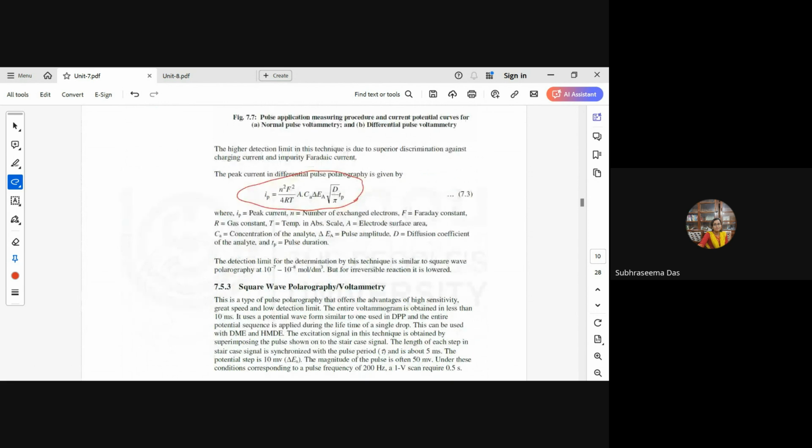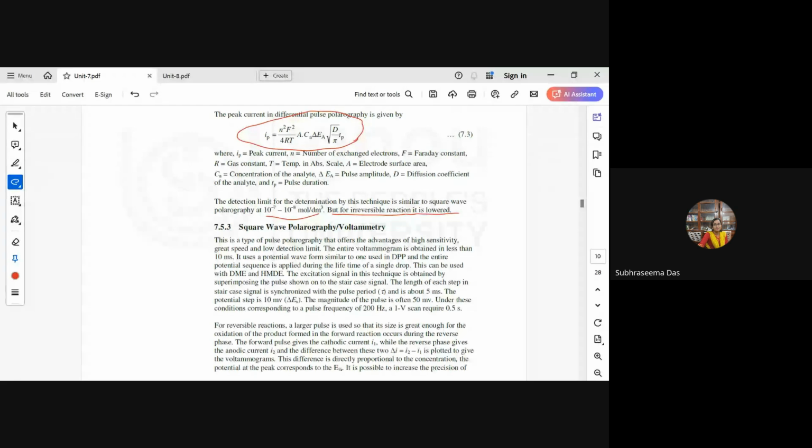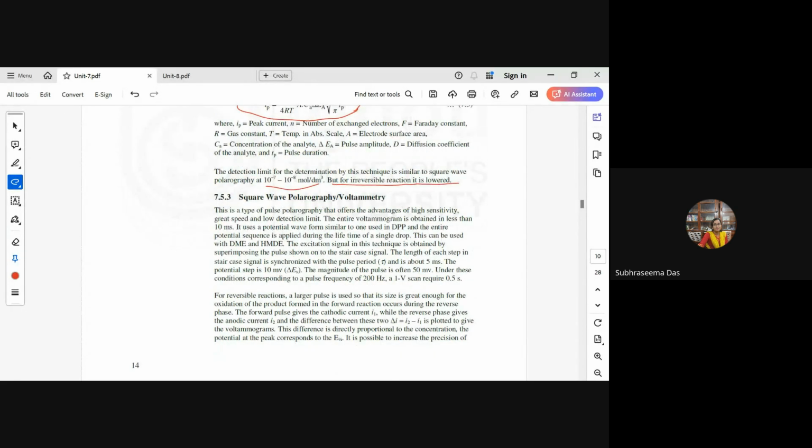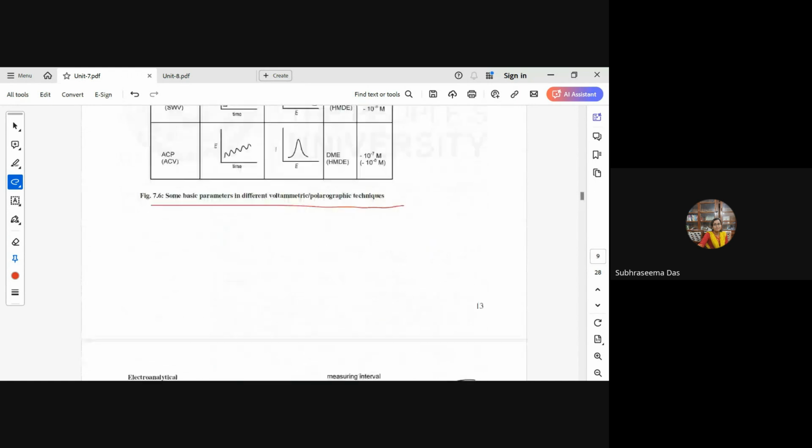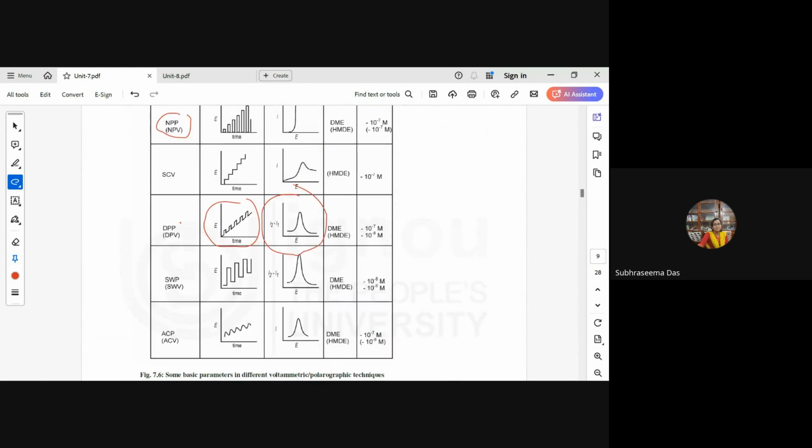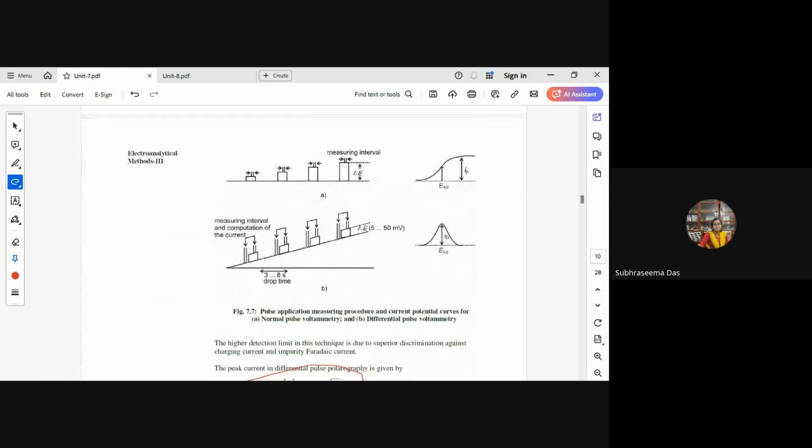The detection limit for this technique is similar to square wave polarography, and it lies in the range of 10 to the power minus 7 to 10 to the power minus 8 moles per dm cube. However, for irreversible reactions, it is lower. Now coming to square wave polarography or voltammetry. As we can see in figure 7.6, square wave voltammetry or polarography shows the figure like this, and the voltammogram looks like this. So we have a staircase in nature.